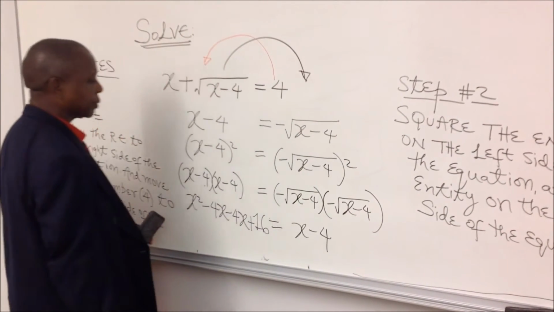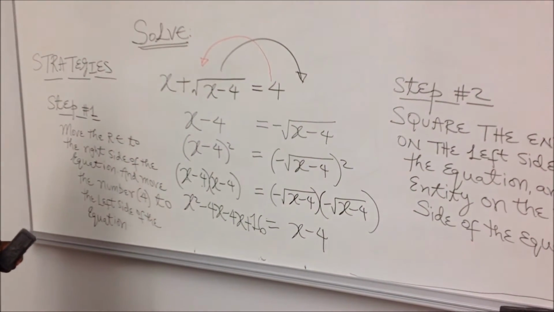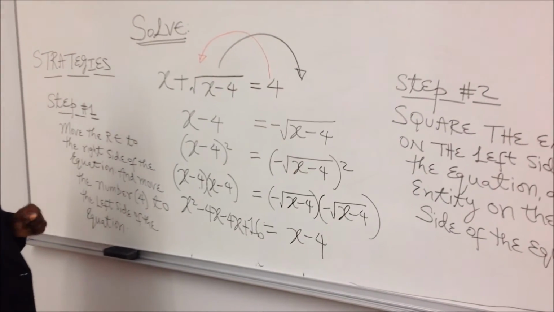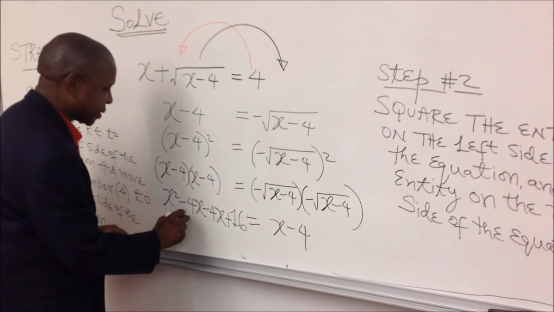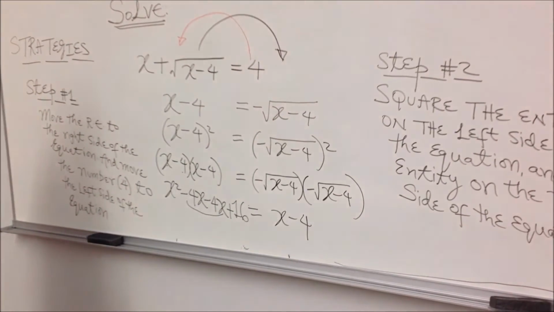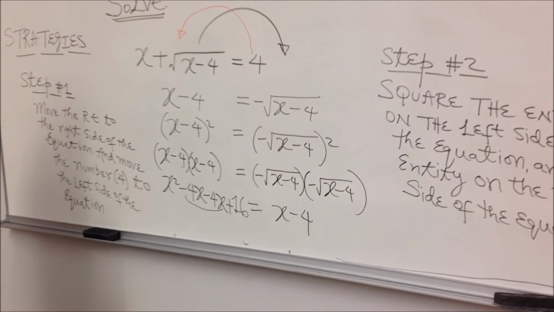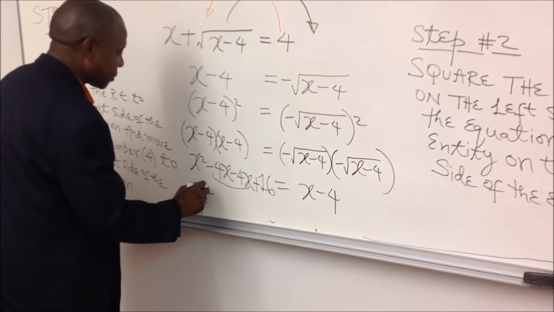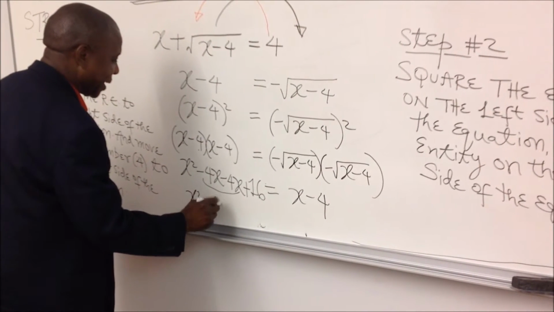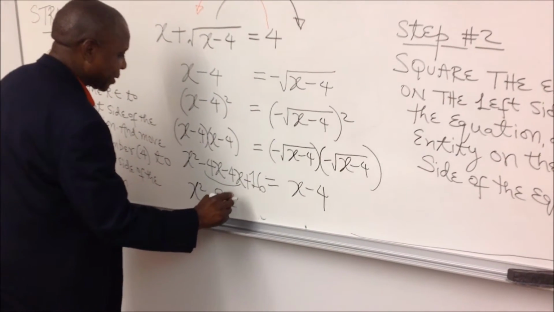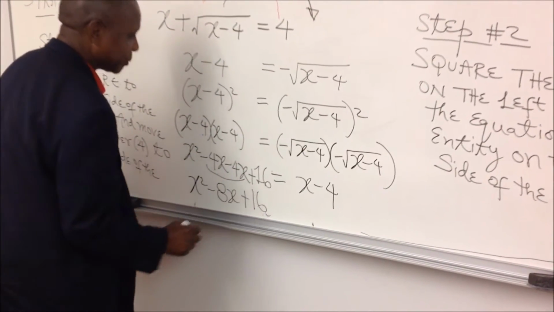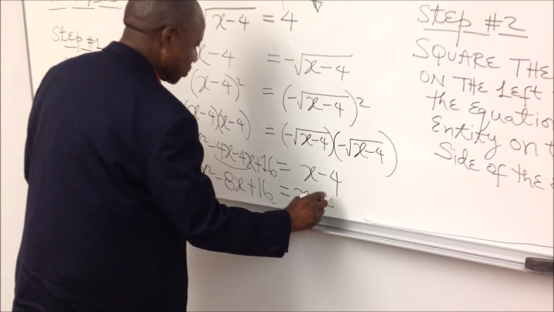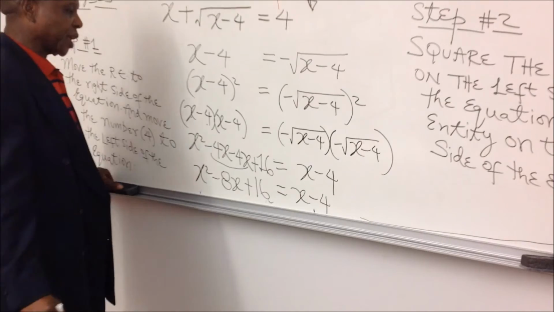That will be positive 16. So what do we do on the left side of the equation? We must combine like terms first. Let's combine like terms. So when we do so, we are going to have x squared minus 8x plus 16 equals x minus 4.